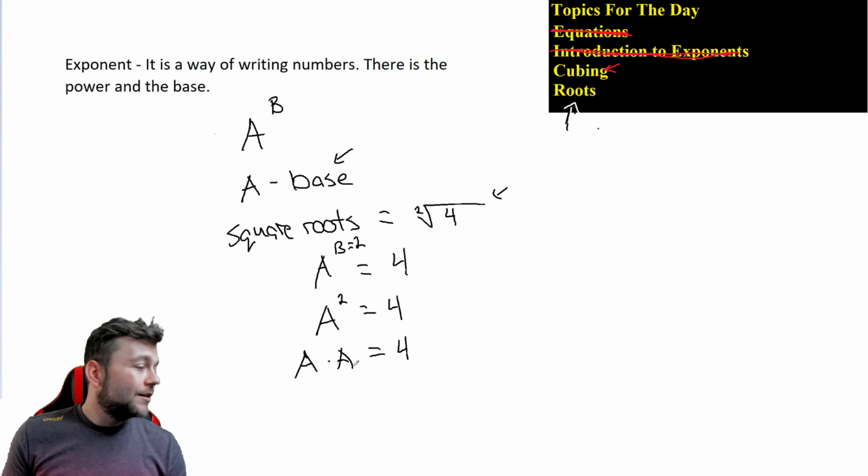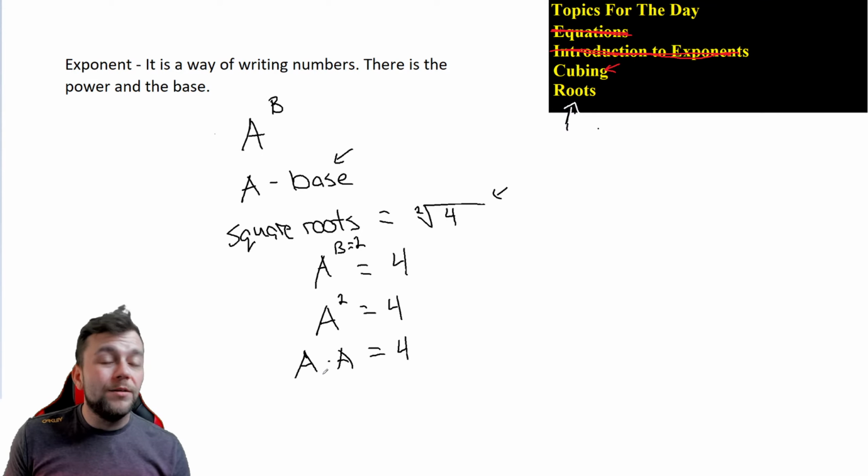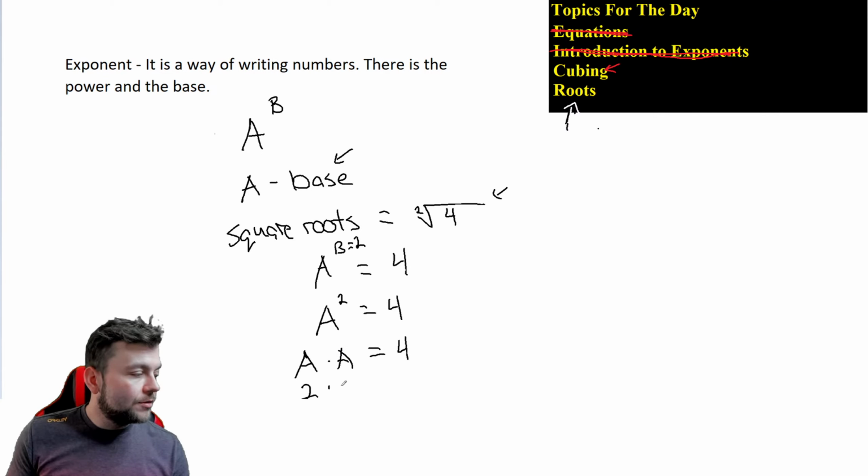So A times A, what could it be? It's only one number, well, technically it's two numbers, but I'll tell you. It's 2 times 2. So A is equal to 2. So the square root of 4 is 2. So it's the base. This is the base.